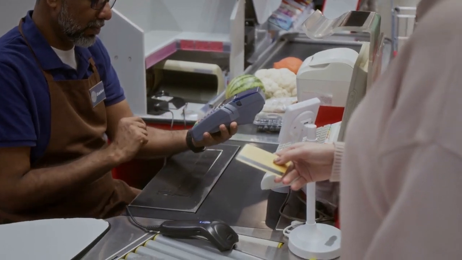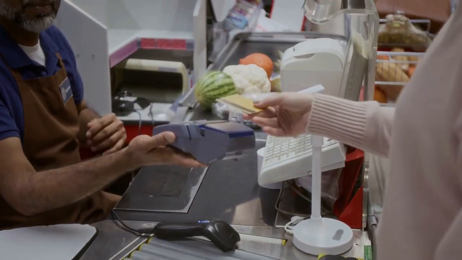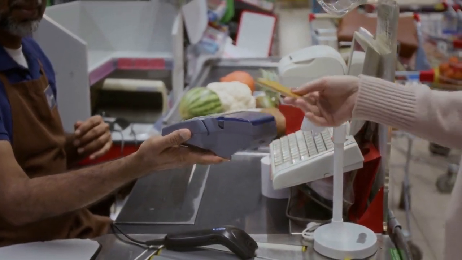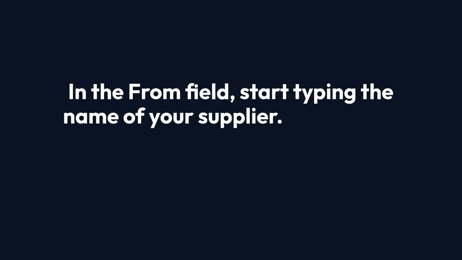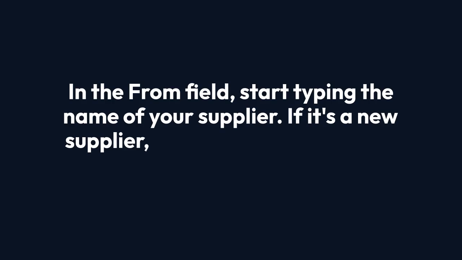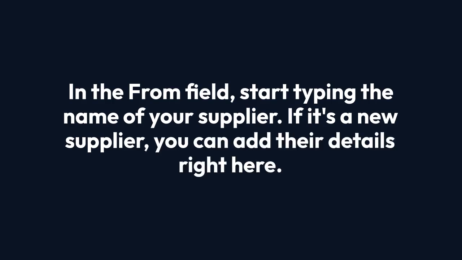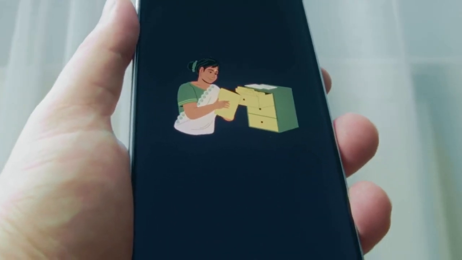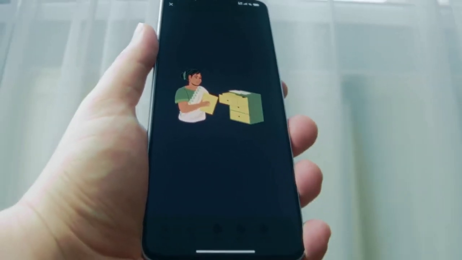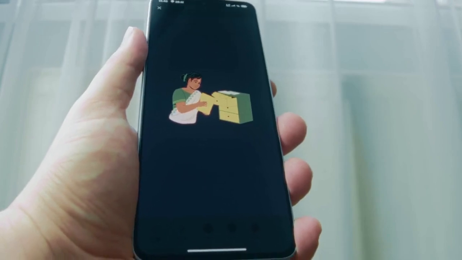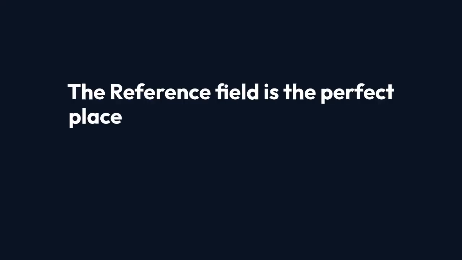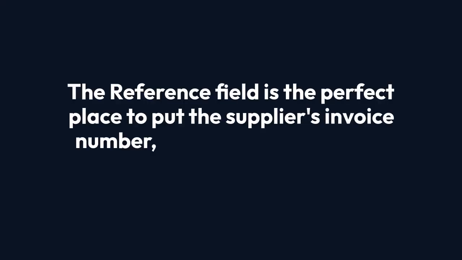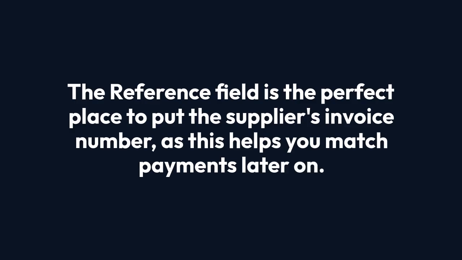This opens a new bill form, which looks a lot like an invoice. First, you need to enter who the bill is from. In the From field, start typing the name of your supplier. If it's a new supplier, you can add their details right here. Next, fill in the date, which should be the date on the invoice, and the due date, which is when the payment is due. The reference field is the perfect place to put the supplier's invoice number, as this helps you match payments later on.